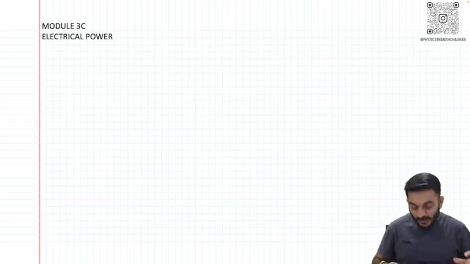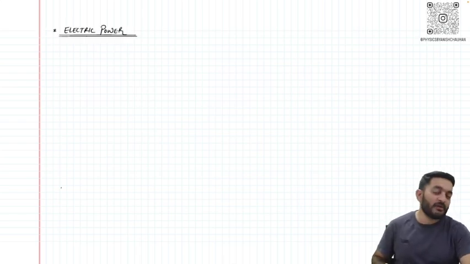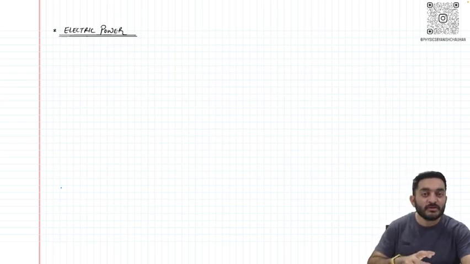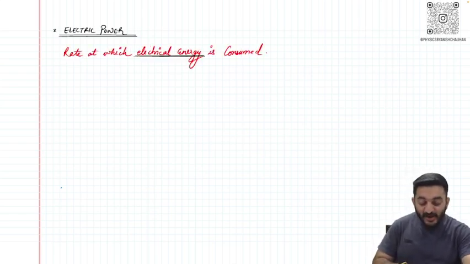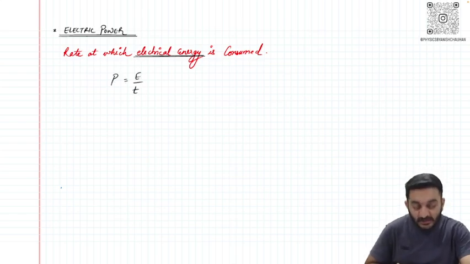Hello guys, in this module 3C we are going to learn about electrical power. Now look here, when it comes to electrical power, I hope you have already learned in grade 9 that power is work done upon time. So here also, when we define electrical power, it says the rate at which electrical energy is consumed.